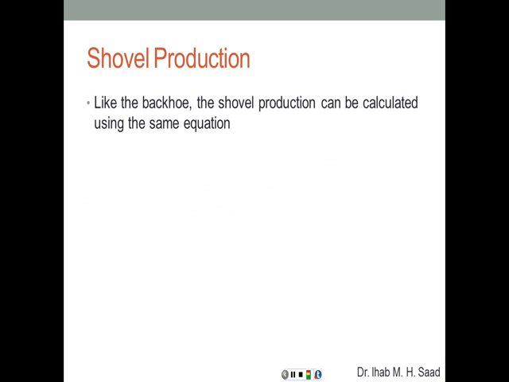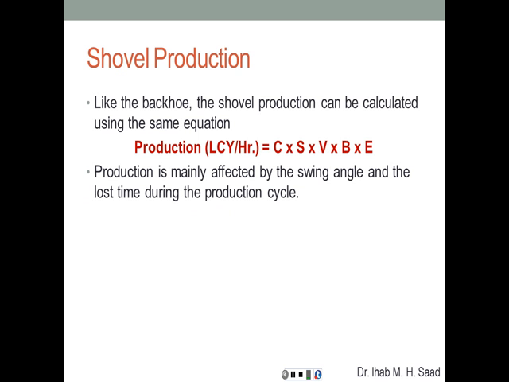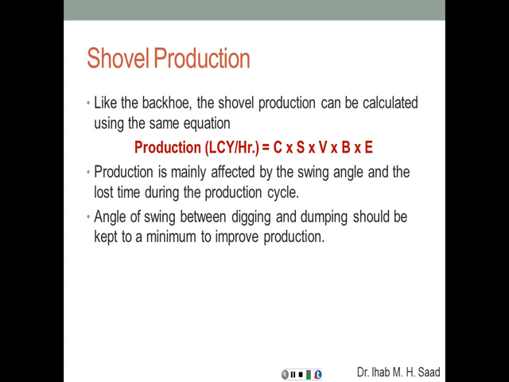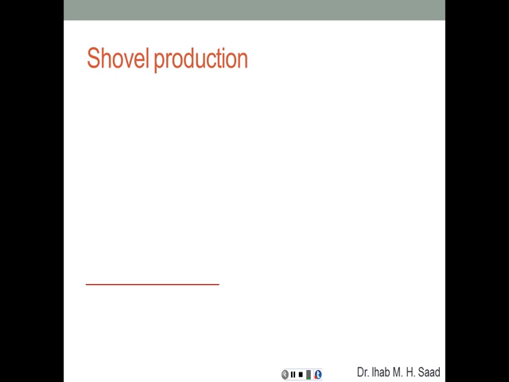The shovel production, like the backhoe, is going to be exactly the same: C times S times V times B times E. And the production is mainly affected by the swing angle and the lost time during the production cycle, depending on the type of soil and the different job conditions, as we have seen in the previous table. The angle of swing between digging and dumping should be kept to a minimum to improve production. As we have seen, again, the difference between 30 degrees and 120 degrees.